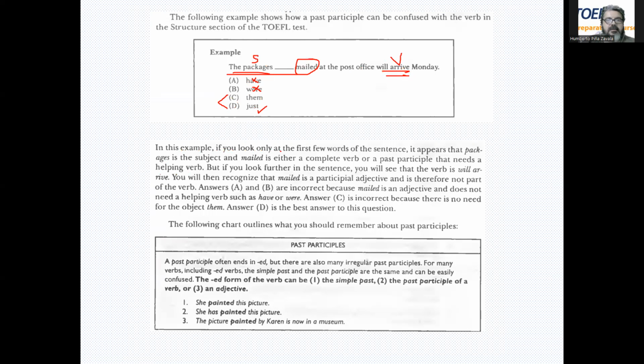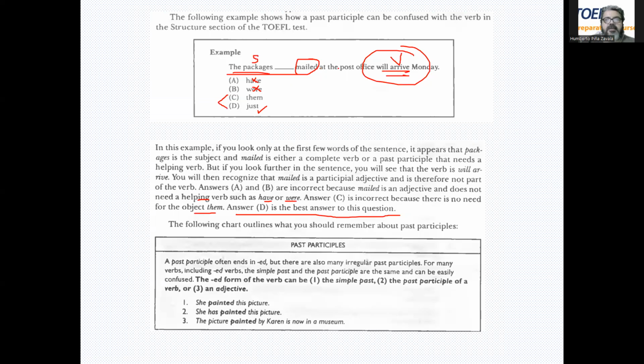For example, if you look only at the first few words of the sentence, it appears that packages is the subject and mail is either a complete verb or a past participle that needs a helping verb. But if you look further in the sentence, you will see the verb will arrive, and you will then recognize that mailed is an adjective and is therefore not part of the verb. Answers A and B are incorrect because mailed is an adjective and doesn't need a helping verb, an auxiliary like have or were. Answer C is incorrect because there is no need for an object. Therefore, the best answer is D.